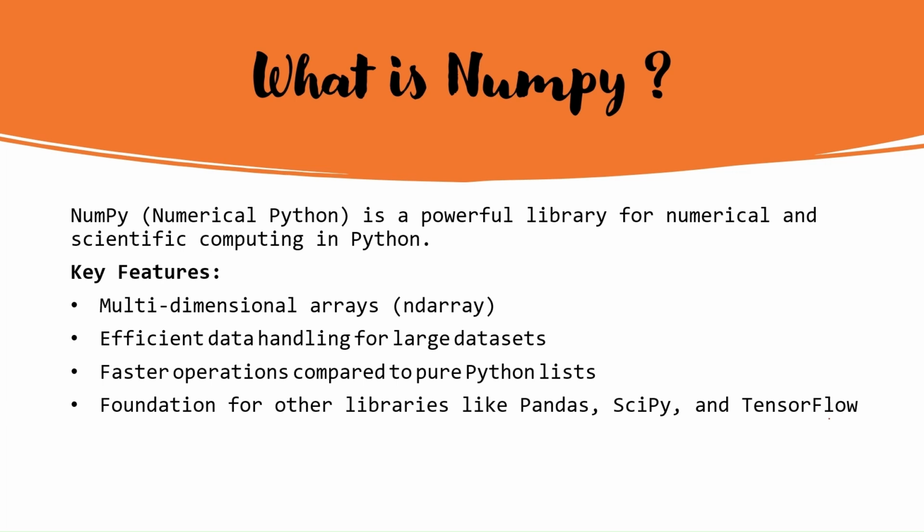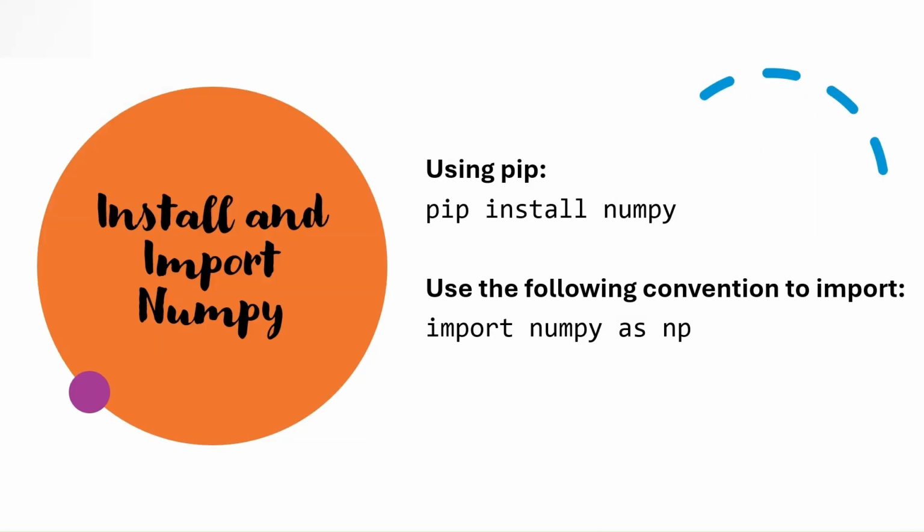Let's move on to its installing and importing. First, we will start with installing NumPy using pip, which is the package installer for Python. Before executing this command, make sure you have Python installed in your system. After that, open your command prompt or terminal and type this command pip install numpy. This command will download and install the latest version of NumPy from the Python package index. Once the installation is complete, you are ready to import and start exploring its powerful features.